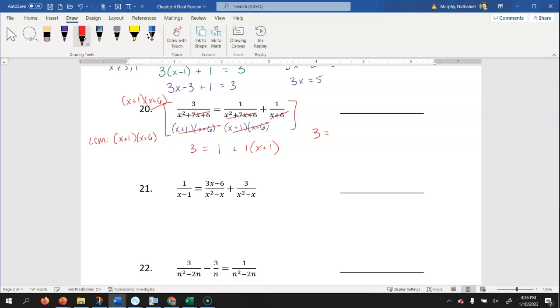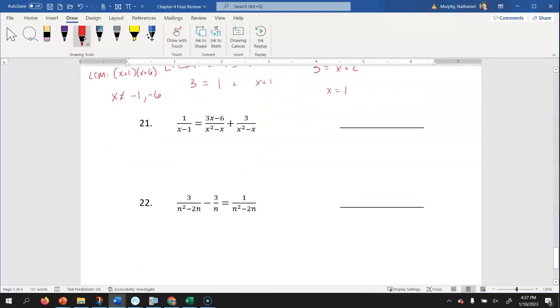We'd have 3 on the left. I'm just going to erase this. On the right, we would have 1 plus x plus 1, or just x plus 2. So if I subtract 2 from both sides, I would get x equals 1. That is not in our restriction, because remember, for our restriction, x can't equal -1 or -6. So having x equal positive 1, totally fine.